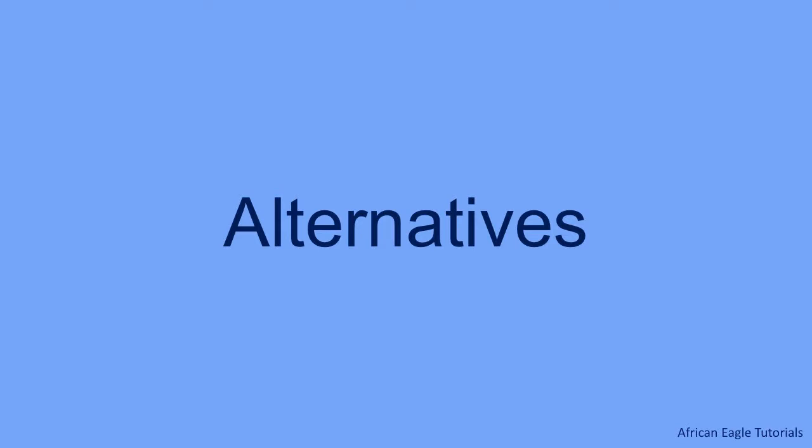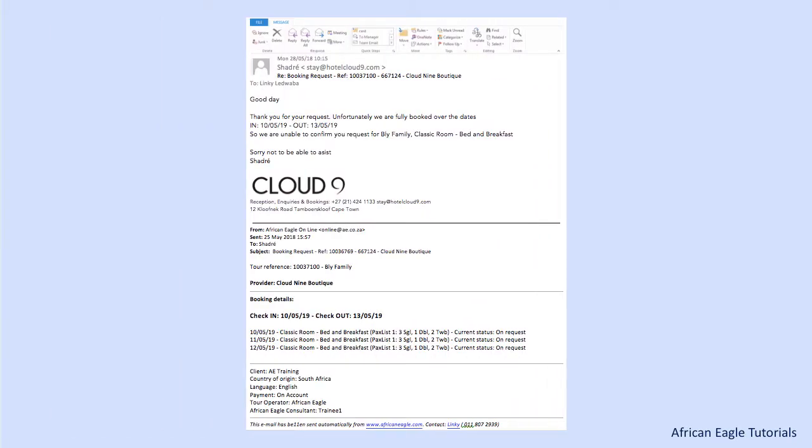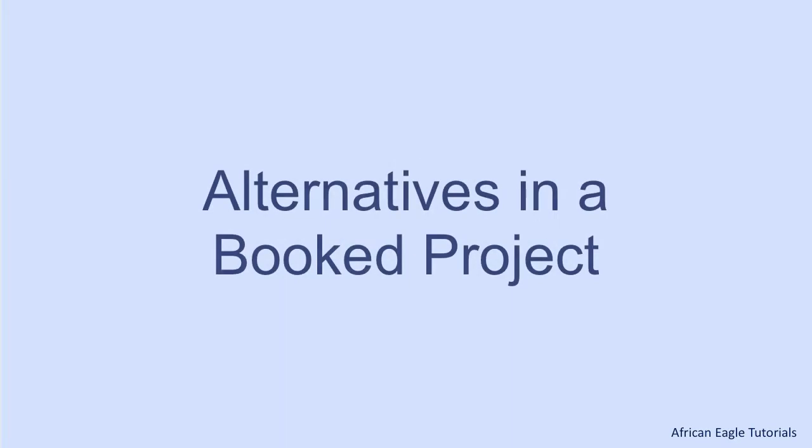This function is used when an alternative to the service originally selected needs to be found. The function is most useful when an alternative is needed because the service originally selected turns out to be unavailable when the project is booked. So we will consider this scenario first.